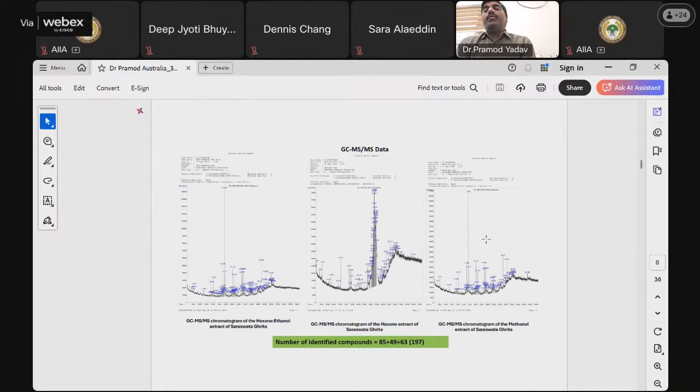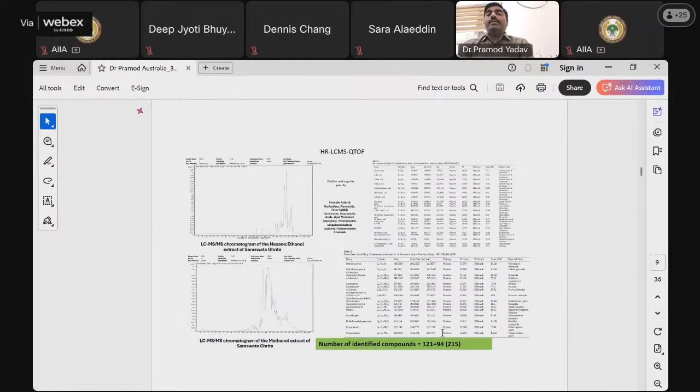So next, the chromatography analysis. We carried out the gas chromatography mass spectroscopy analysis for the samples. That is, we subjected the methanolic extract and the hexane and ethanolic extract of this formulation, and we found near about 197 phytoconstituents detected in the GC analysis. Further, this formulation was subjected to LC, liquid chromatography analysis, where we also found a large number of phytoconstituents. We ran it in positive and negative modes both, and nearly 215 phytoconstituents were detected.